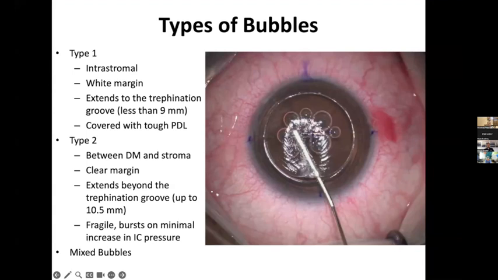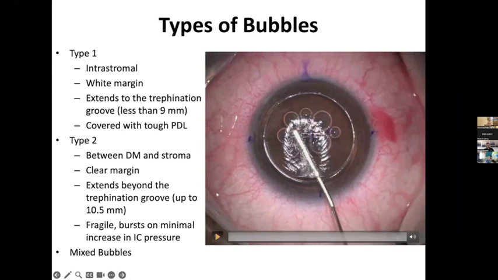So this is how to manage the failed big bubble using the microbubble technique. Now I will describe the variance of the type 1 bubble and the variance of the type 2 bubble. Unfortunately, the time will not allow me to discuss the mixed bubbles. So we will discuss type 1 and type 2 and their variance.